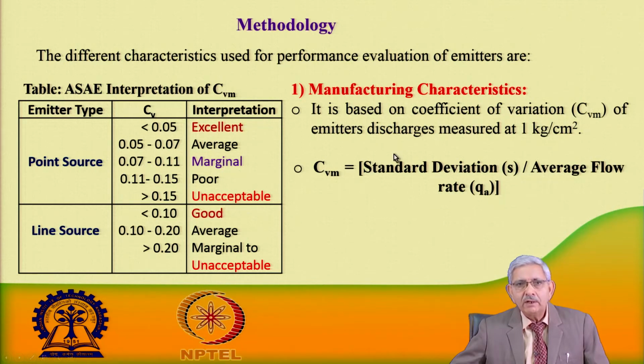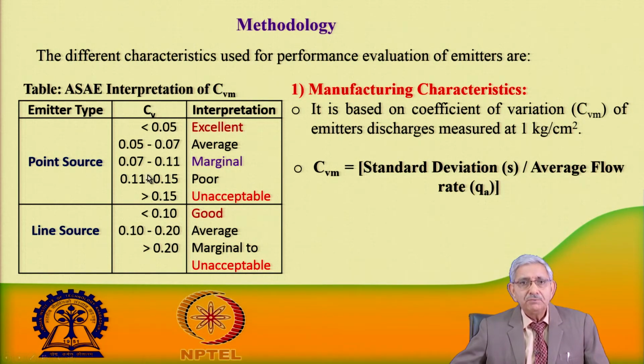Now, having got the value of CV, the American Society of Agricultural Engineers in 1989 recommended that if it is a point source type of dripper and the coefficient of variation is less than 0.05, it is considered excellent. In case of a line source dripper, if it is less than 0.1, it is good. Like this, excellent, average, marginal or poor, or unacceptable.